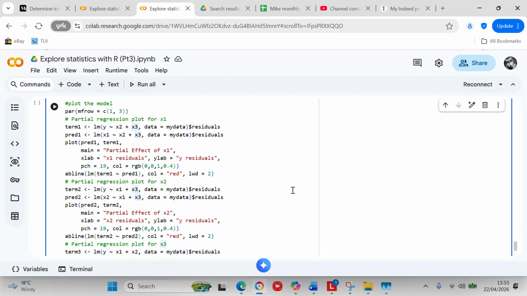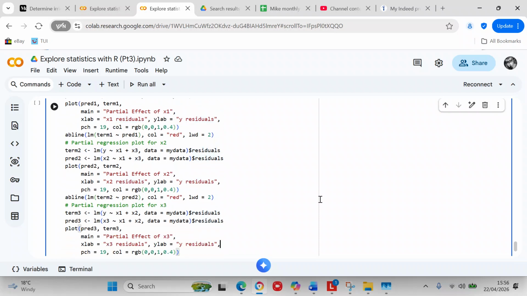pch is the type of the dot, 19. col equals rgb(0, 0, 1, 0.4). And then we're going to put a line in the plot. We're going to say abline(lm(term2 ~ pred2), col = "red", lwd = 2). So we're going to do a partial plot of x3.